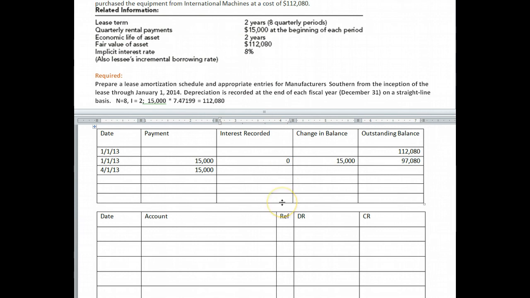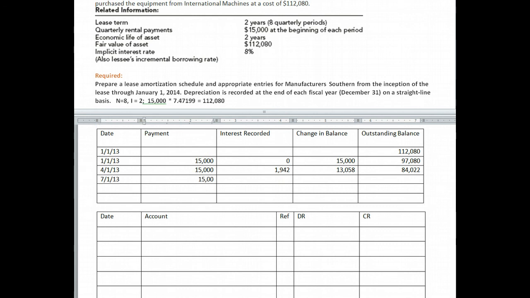So when you take 97,080 times 2%, you get 1,942. Now, change in balance would again be the difference between 15,000 and 1,942 there, and that leaves us 13,058, and that brings our balance to 84,022. And again, we're going to do the same thing for each of our lease payments.